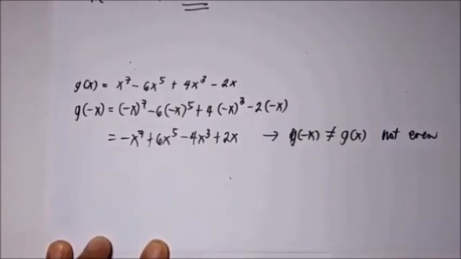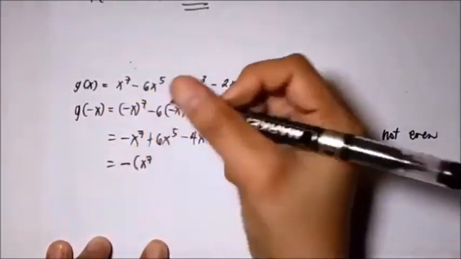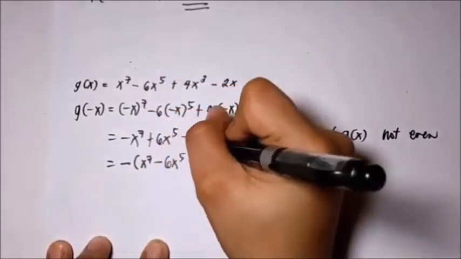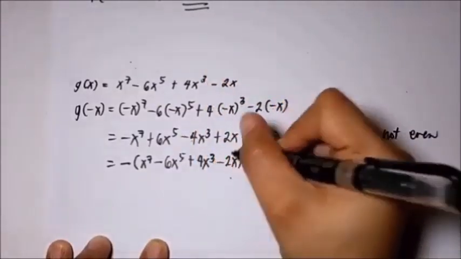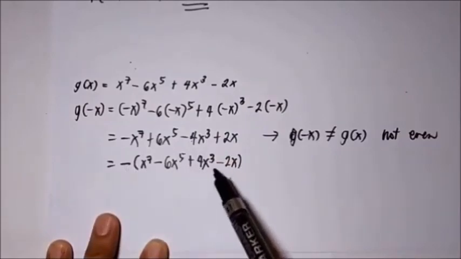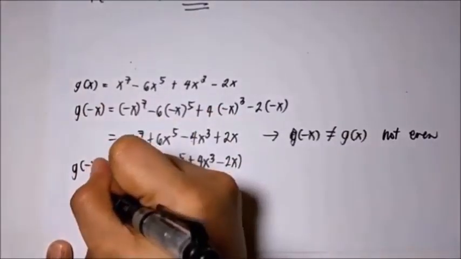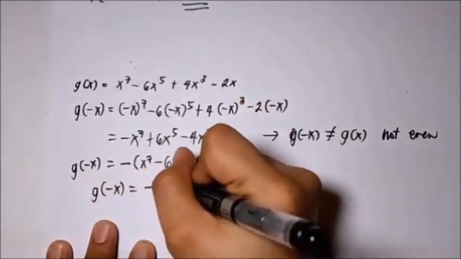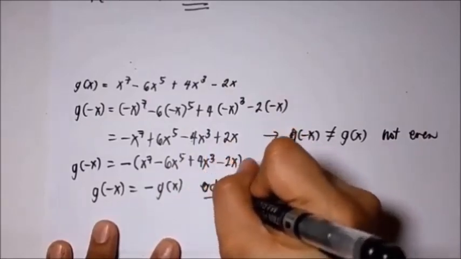Okay? So let's try factoring the negative sign. Negative of, this would become positive x raised to 7. This is positive, it would become negative 6x raised to 5. Negative, so positive 4x cubed, and then negative 2x. So this is negative, and this is the given for g of x. And this is g of negative x. So g of negative x is equal to negative of g of x.